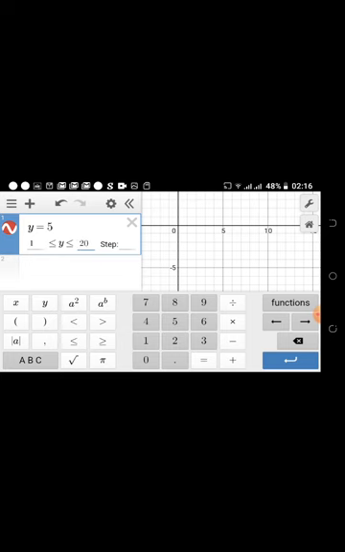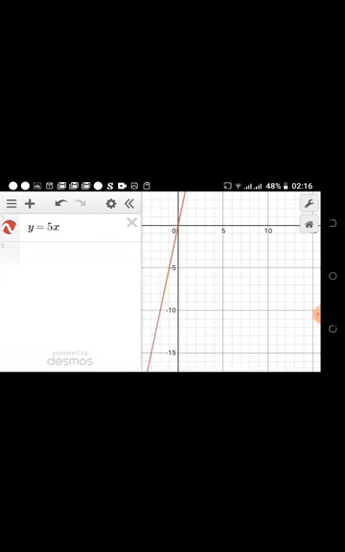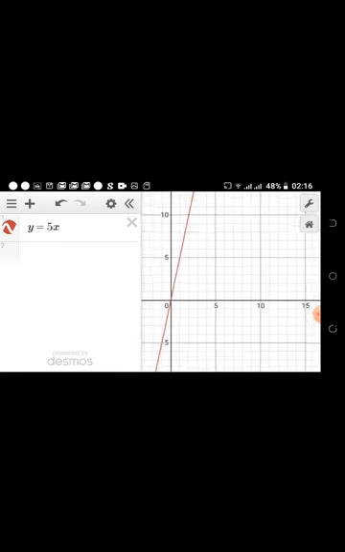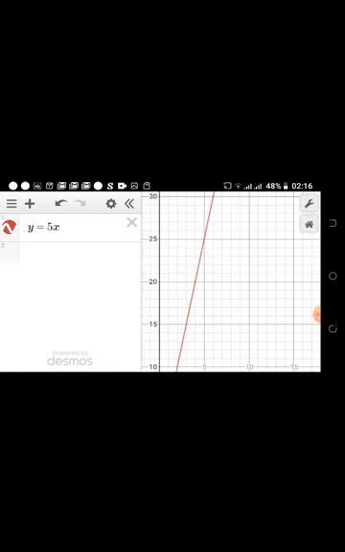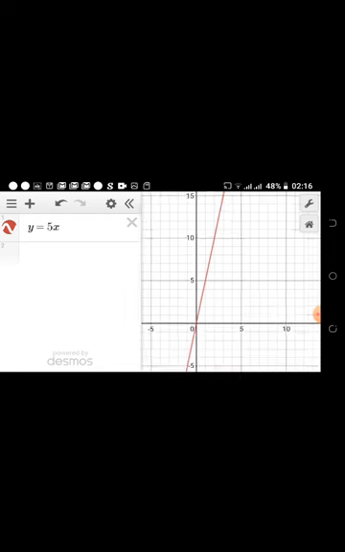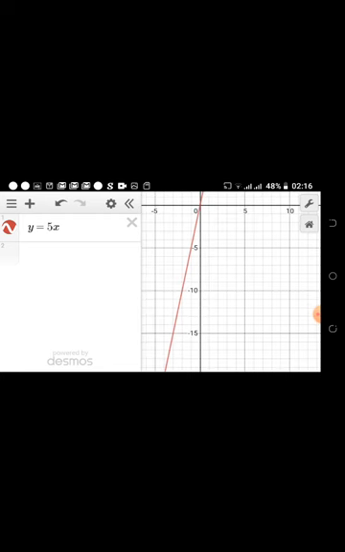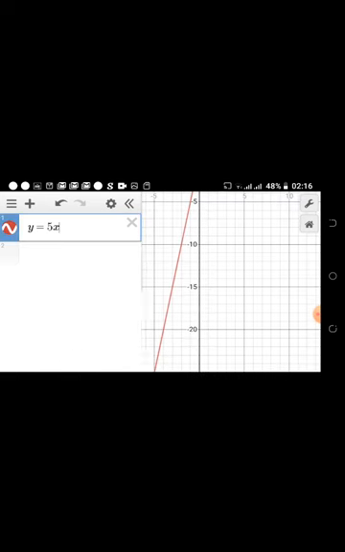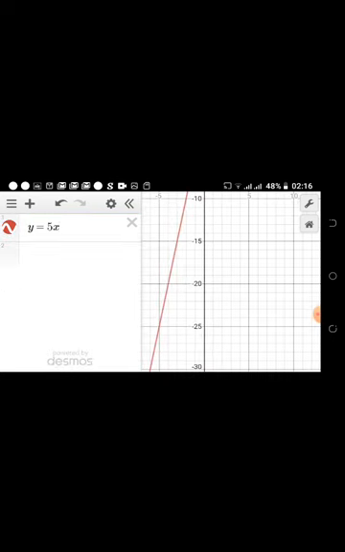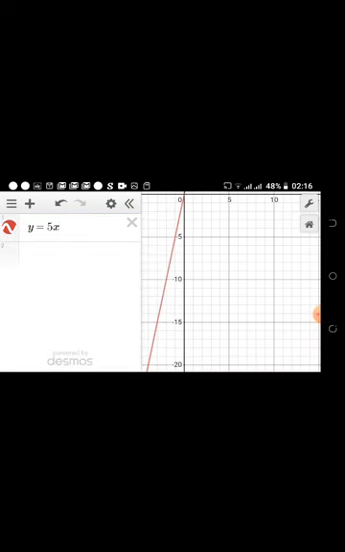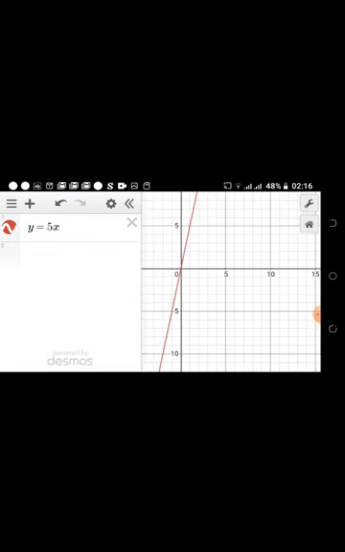So if I say y is equal to 5x, can you see what we're able to get out of it? Whenever there is no intercept, the line will pass through 0. When it passes through 0, we say that it passes through the origin. 0 is known as the origin.